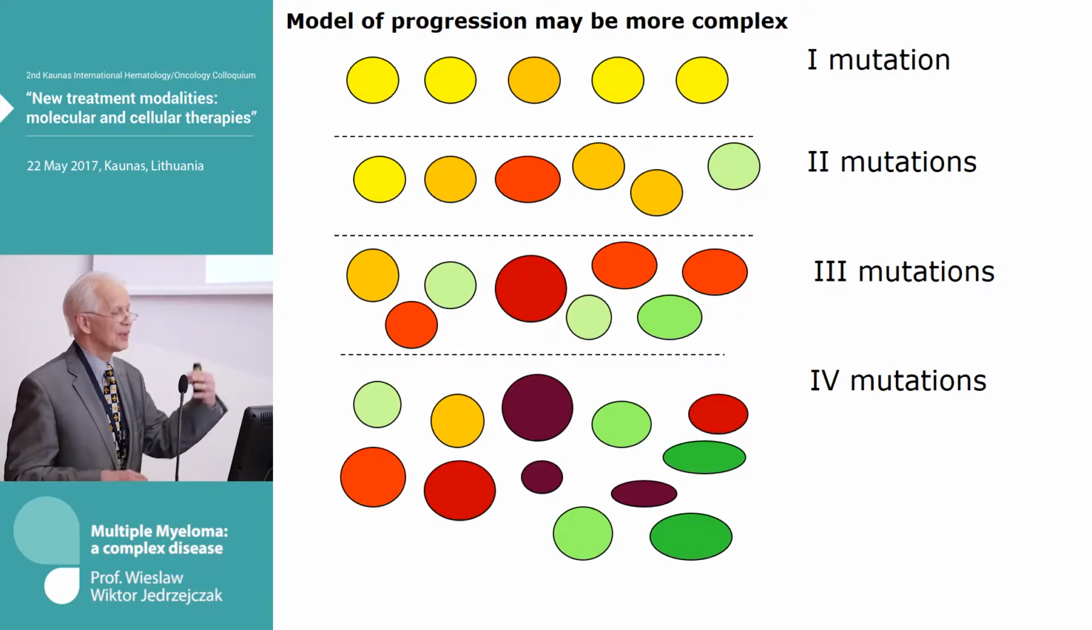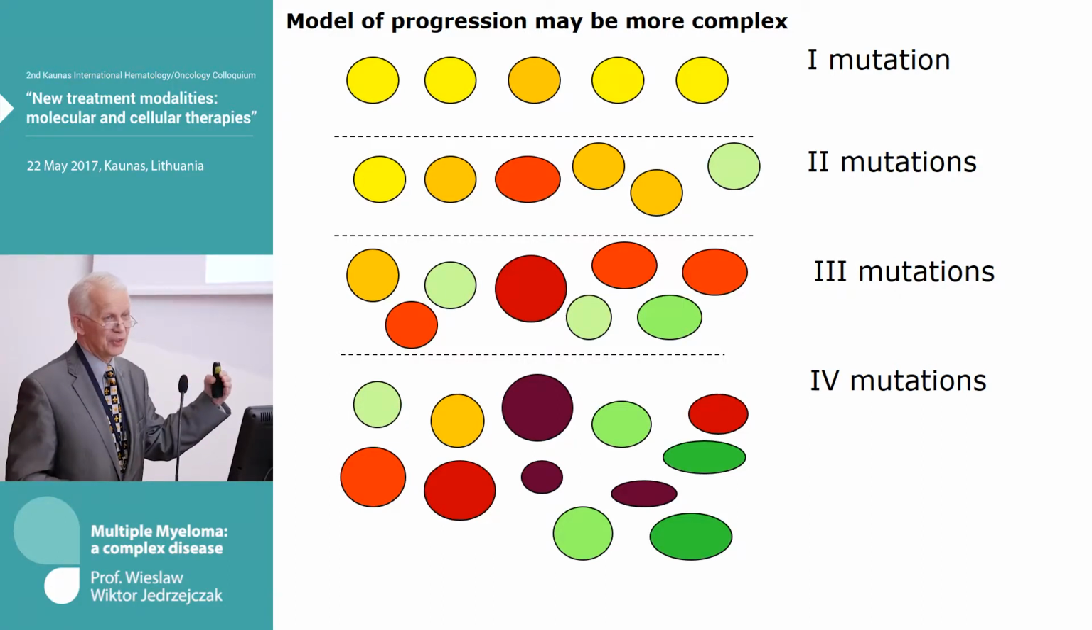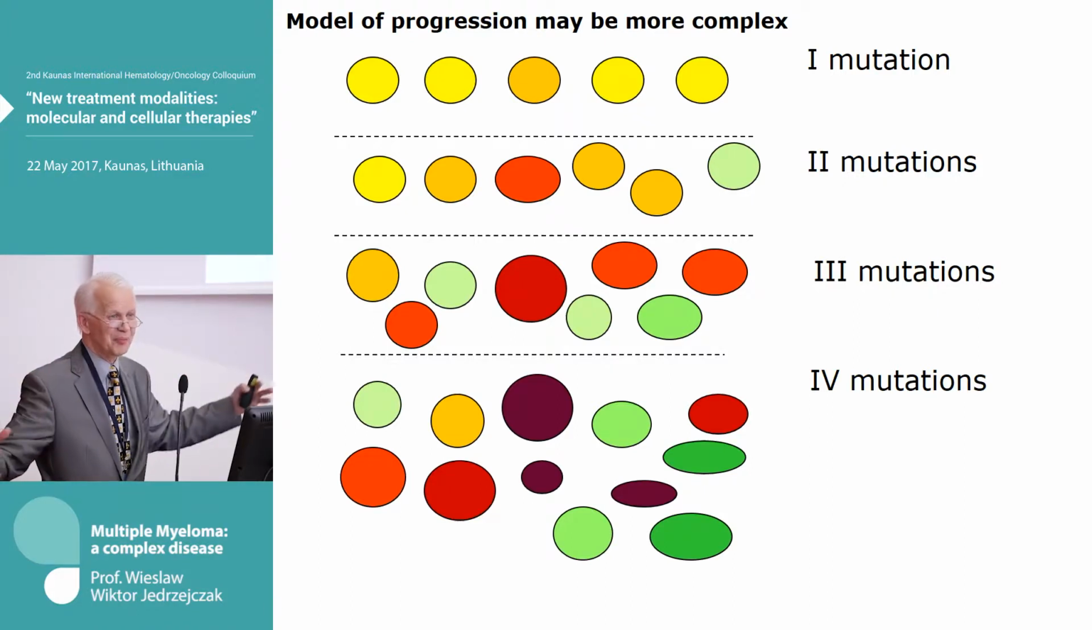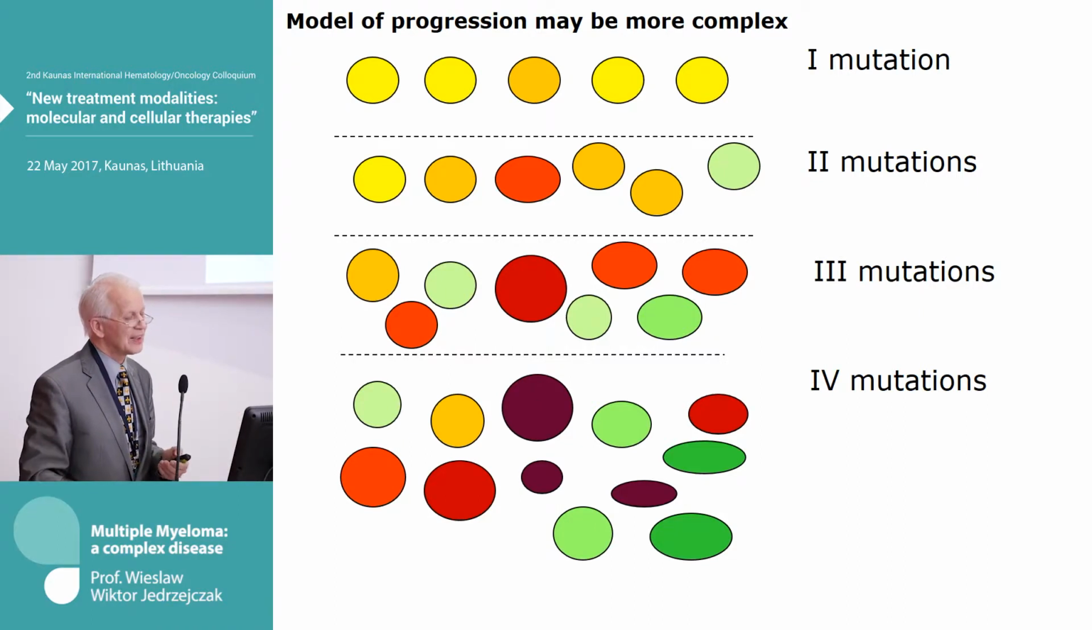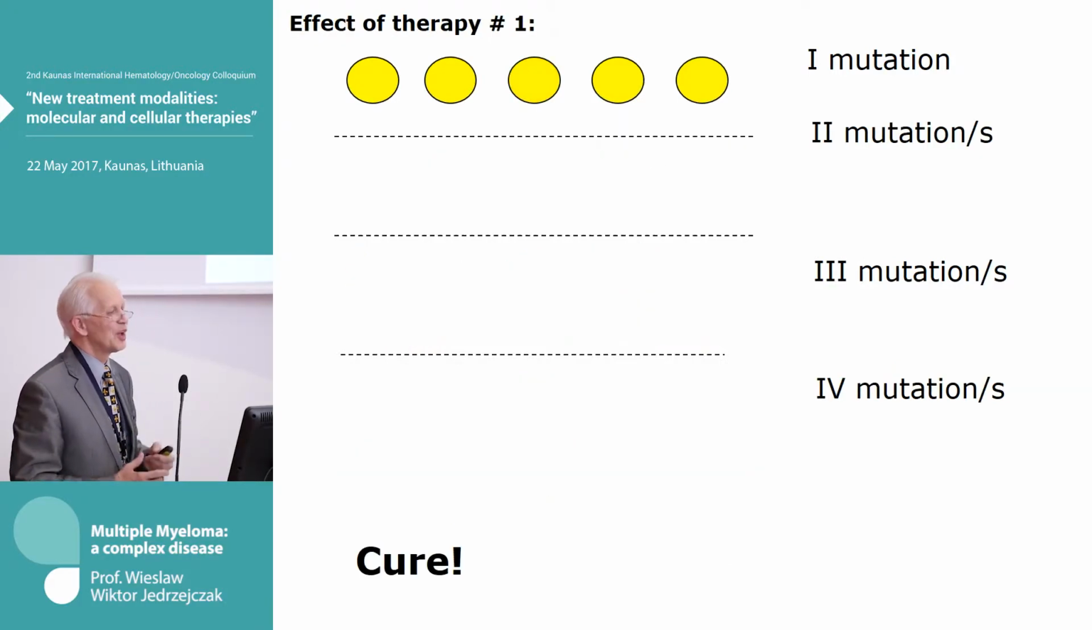So the model that I have just shown you could also be simplified in these terms: there may be second or third mutations in different subclones, superimposed on different secondary mutations. So within the same disease there will be two or three pathways occurring more or less independently, and we then have multiple myelomas in the same patient.